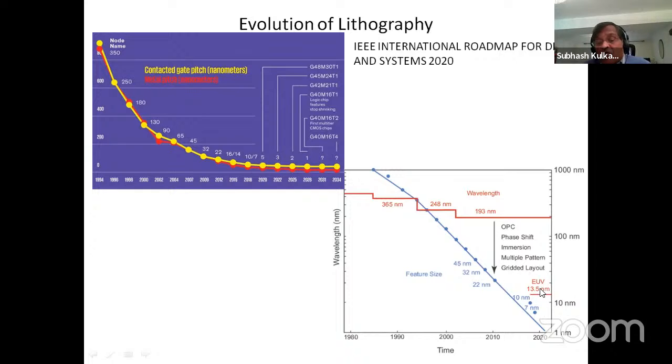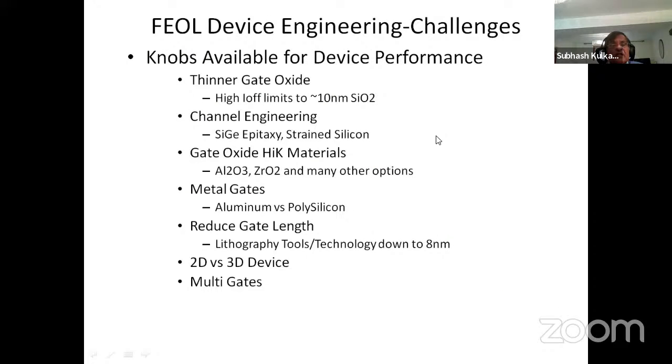Here is the extreme UV that I showed you, which is 13.5 nanometers, and that's in 2020. And it has come down to 8 nanometers, as I showed before, hopefully 5 nanometers, but going beyond 5 nanometers is very difficult. So lithography is coming to a screeching halt, if you will, and we need different ways of building devices to get more performance. And that is the next part of my talk.